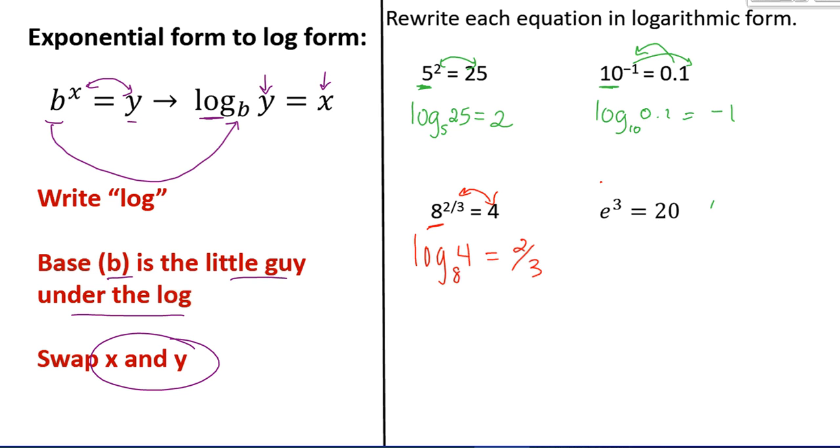Then there's this guy, E. E is the easiest one to switch because as soon as you see E, you're going to write ln. And then you swap these two. 20 now goes with the ln, 3 goes by itself. And that's swapping from exponential to log form.